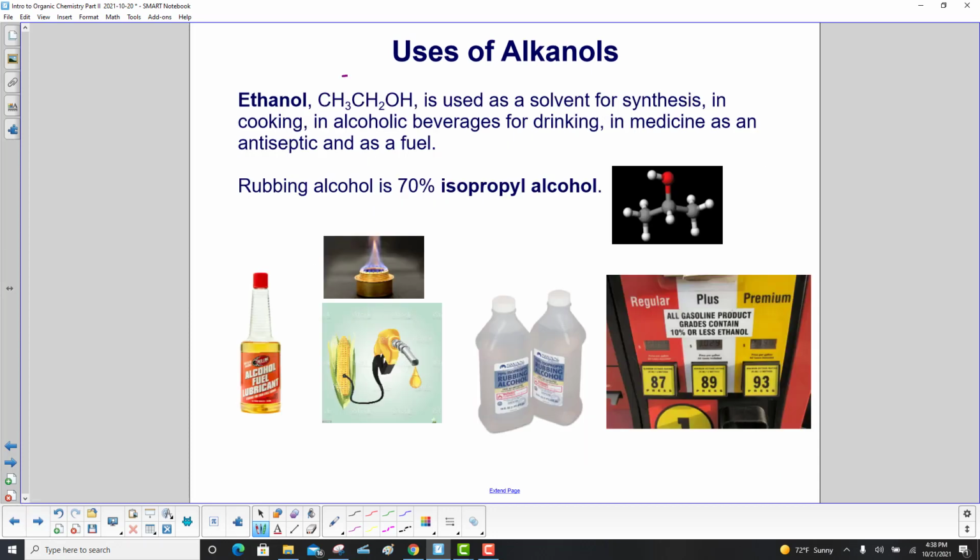Ethanol, CH3CH2OH, and here's the symbol, right, that makes it the OL, is used as a solvent for synthesis, in cooking, in alcoholic beverages for drinking, in medicine, and as an antiseptic and as a fuel. Right? Next time you're at a gas station, check it out. Most of the stations say this, all gasoline products contain 10% or less ethanol, so your engine can burn it. Rubbing alcohol is 70% isopropyl alcohol, which is never used for drinking. This is poison. You don't want it inside your body.